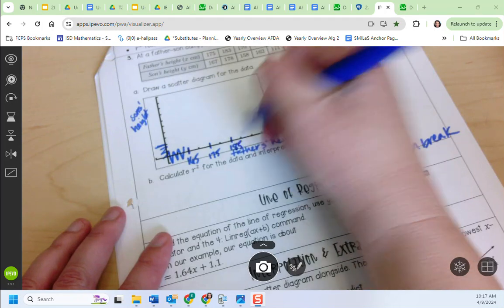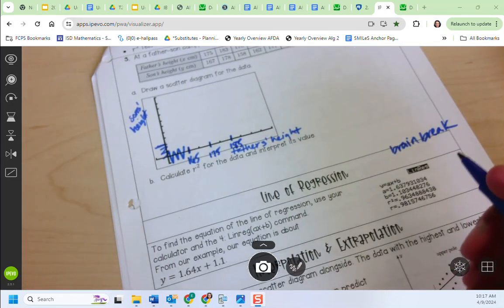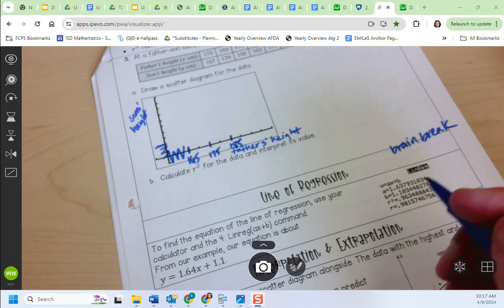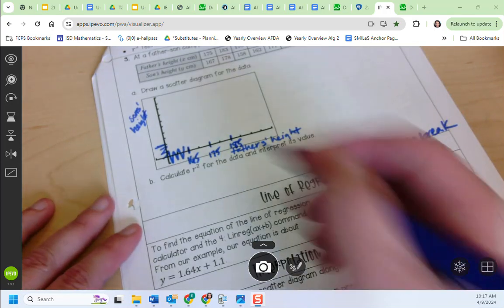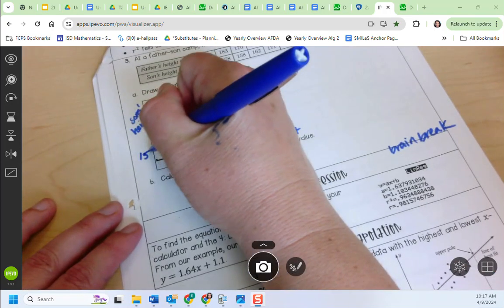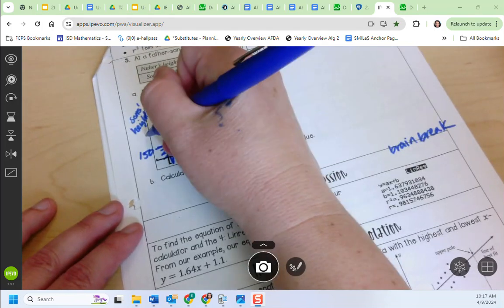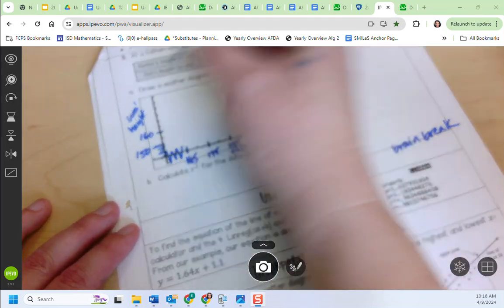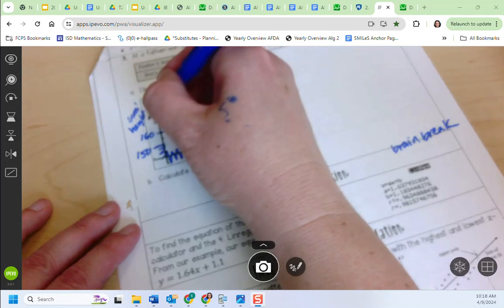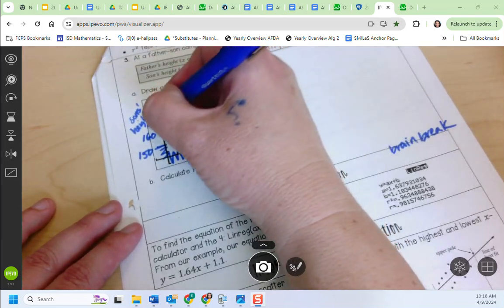That's for the father's height. The sons were a little bit shorter, so I'm going to start at 150. Go 2 lines to 160. And then go 2 lines to 170. And 2 lines to 180.